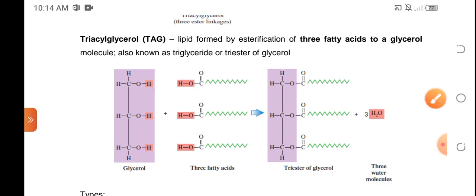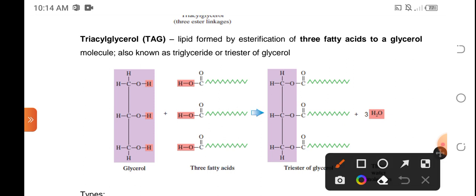If you still recall, esters have an alcohol part and an acid part. That is what we studied in organic chemistry. So, for this triacylglycerol, it has an alcohol part which is the glycerol and an acid part which is the fatty acid. Okay, so this is the ester linkage.